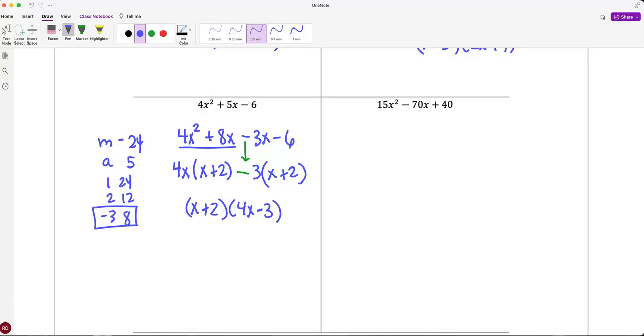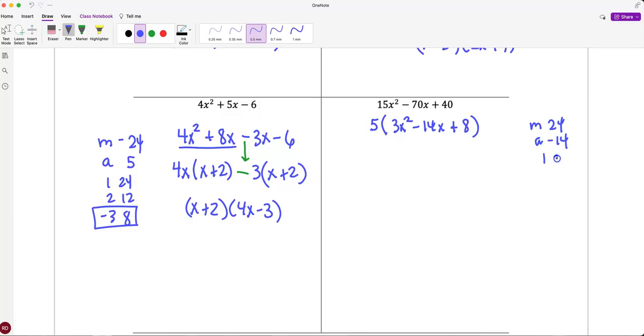Now in this one, I can look and say, okay, 15 times 40 is what, 600? Or I can say, is there a greatest common factor? So it looks like I can factor a 5 out of this, and that leaves me with 3x squared minus 14x plus 8. Now I need numbers that multiply to 24, much smaller number, add to negative 14.